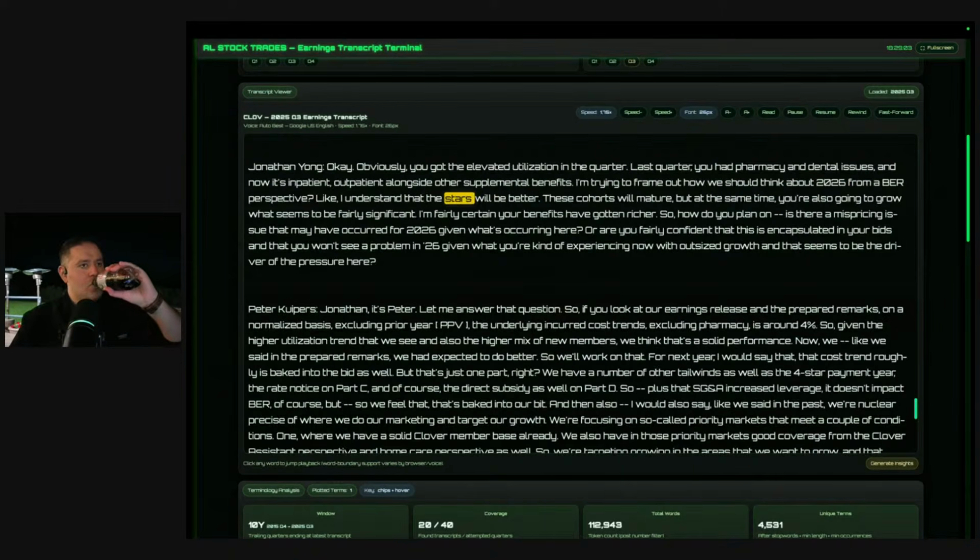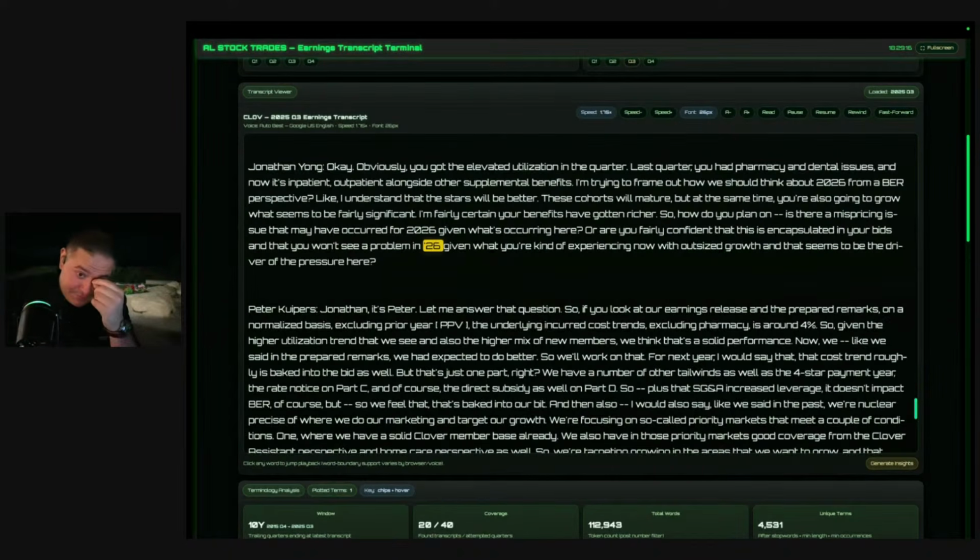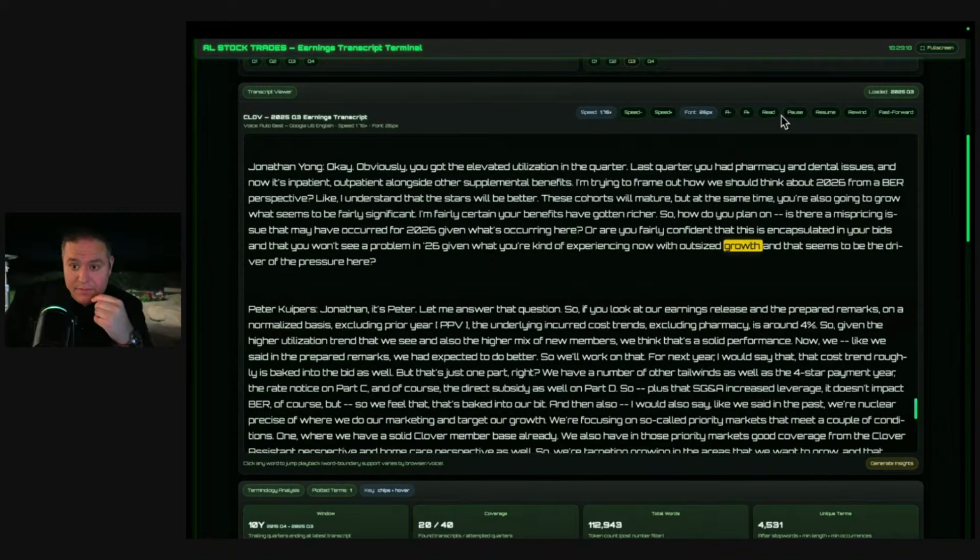Like, I understand that the stars will be better, these cohorts will mature, but at the same time, you're also going to grow what seems to be fairly significant. I'm fairly certain your benefits have gotten richer. So, how do you plan on? Is there a mispricing issue that may have occurred for 2026 given what's occurring here? Or are you fairly confident that this is encapsulated in your bids and that you won't see a problem in 2026 given what you're kind of experiencing now with outsized growth and that seems to be the driver of the pressure here?